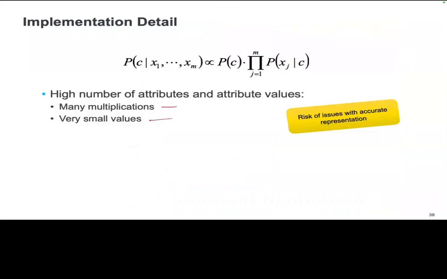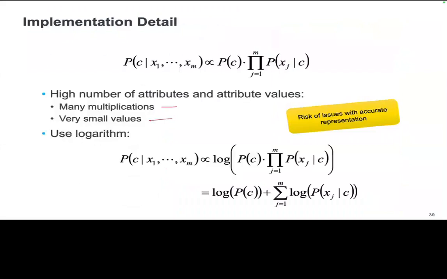Now, with these many multiplications of small numbers, we may run into issues of accurate representation. When you use a float, for example, the number system, the representation on the computer, cannot accurately represent these numbers. And in order to avoid this problem, we do not actually compute the multiplied probabilities. But what we care about is how probable it is that an observation produces a class. And we said that this is proportional to this probability here.